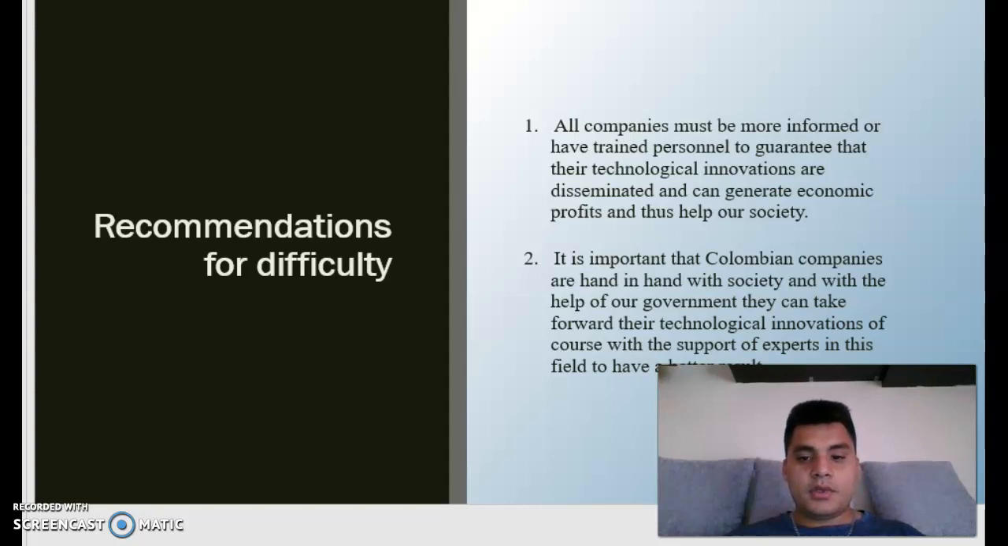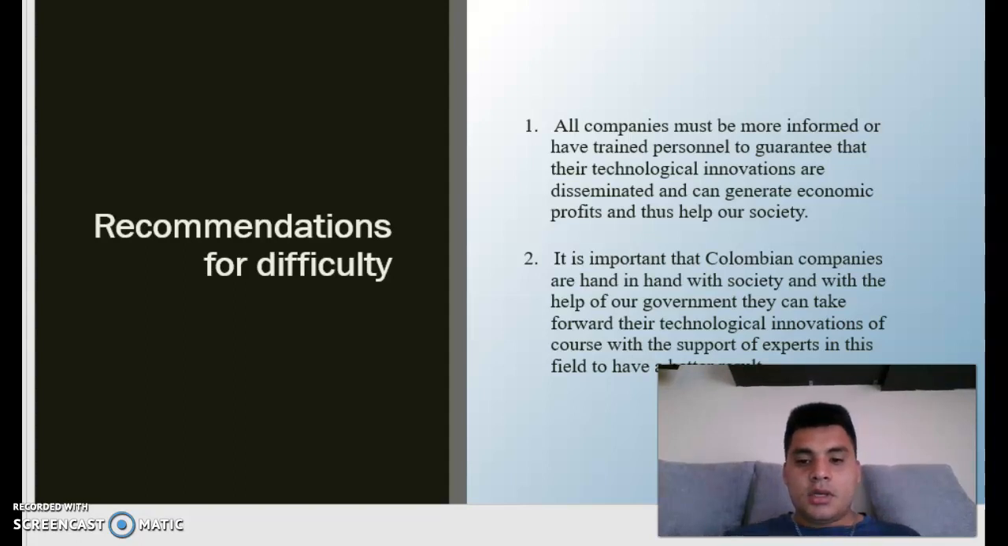Recommendations for difficulties. All companies must be more informed and have trained personnel to warrant that trade technology innovations are disseminated and can generate economic profit and help our society.